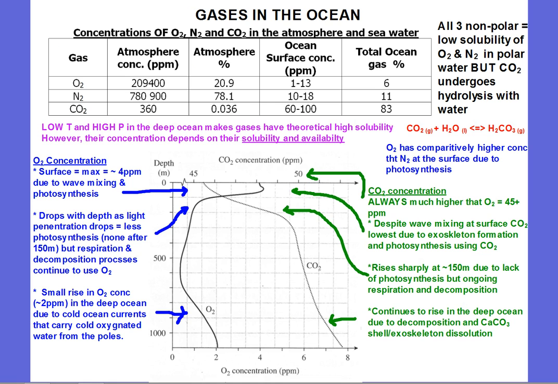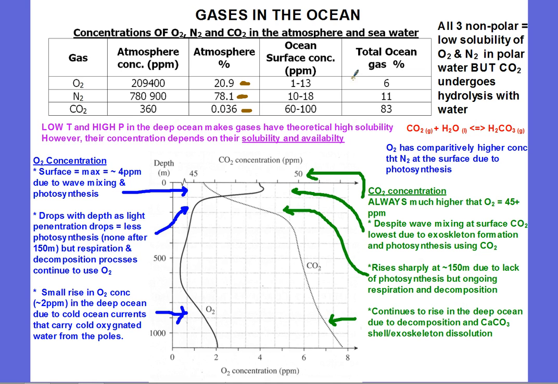Let's look at gases in the ocean now. First of all, the main gases we're going to look at are oxygen, nitrogen and carbon dioxide. And we know in the atmosphere that nitrogen makes up about 78% or 80% of the atmosphere, oxygen about 20%, and the carbon dioxide concentration is a very, very small percentage indeed.